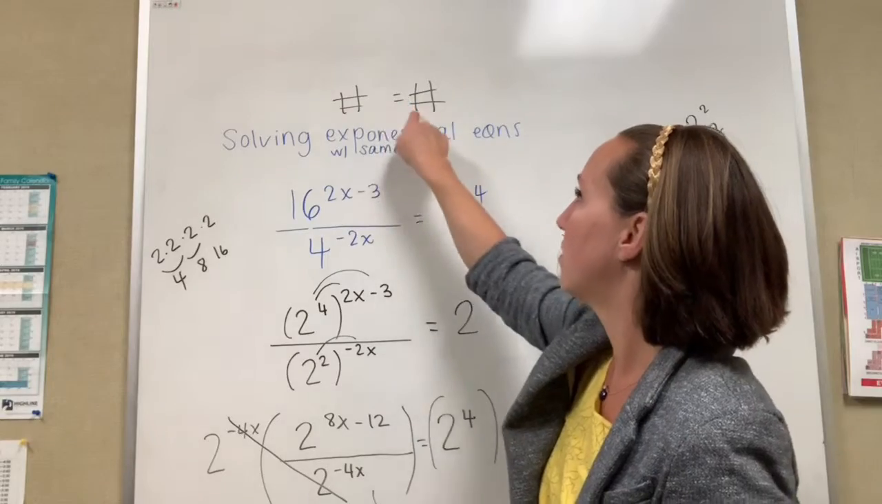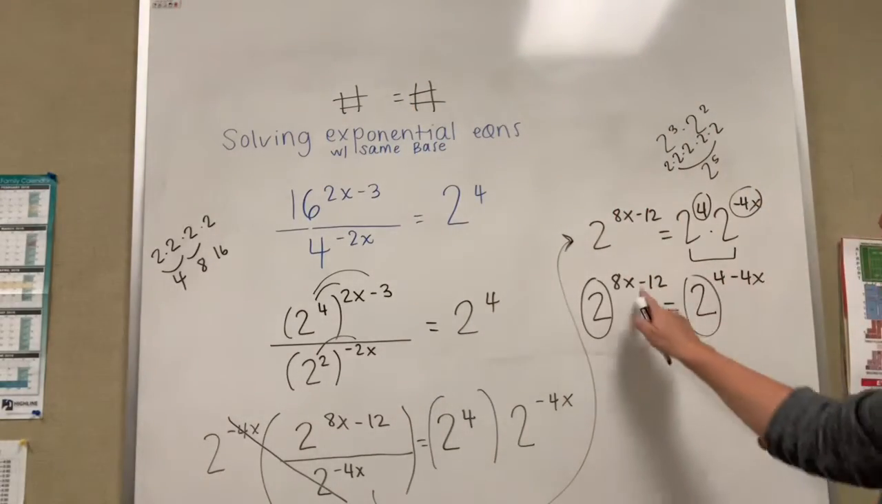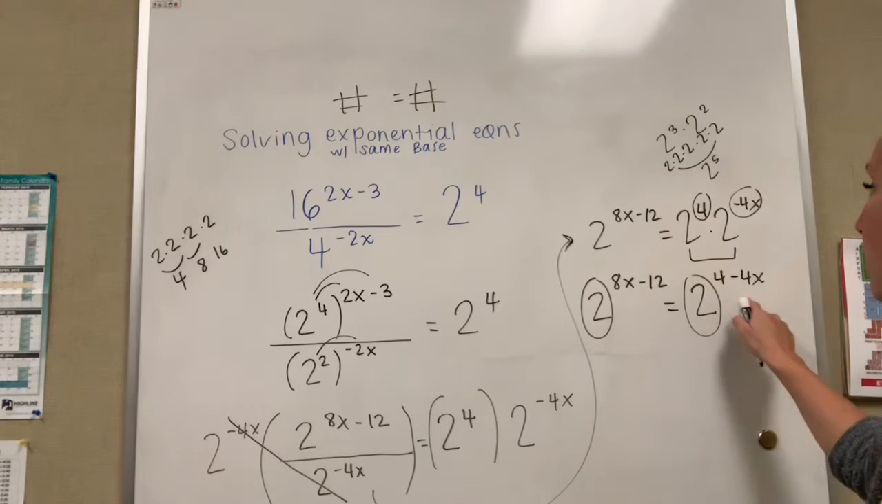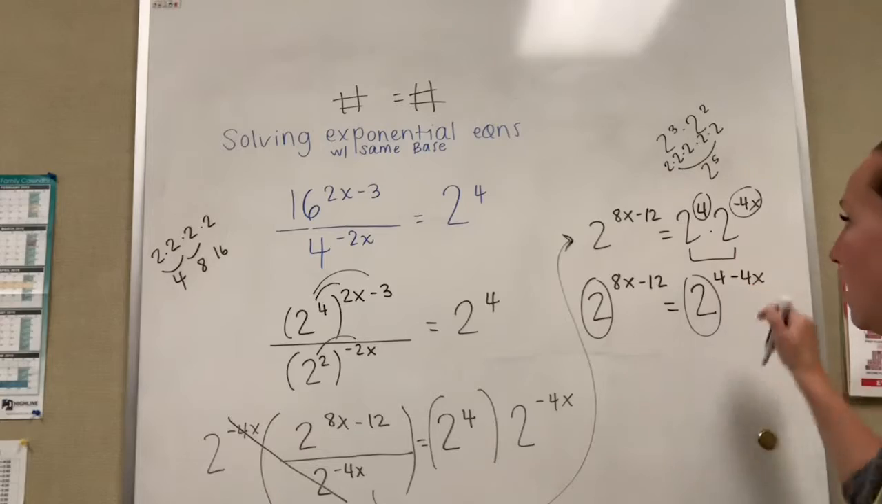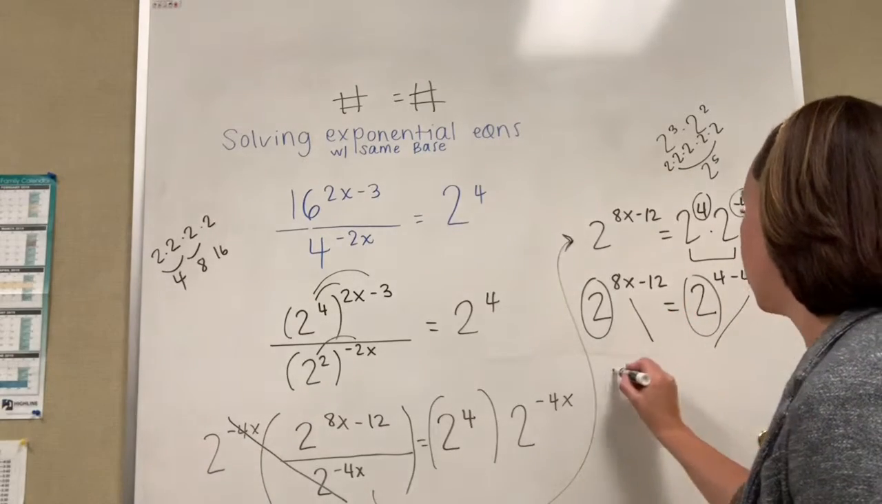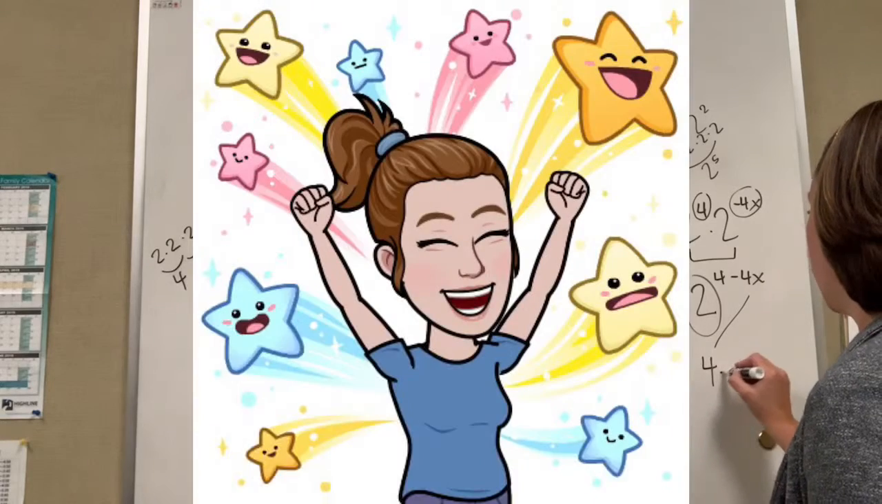Getting back to that idea from up here, we're trying to figure out when the left side would be equal to the right side. Well, if these are the same, that means these exponents have to be the same. 2 to the whatever this is has to match 2 to the whatever this is. So let's just take our exponents, 8x minus 12 and 4 minus 4x, and set them equal to each other.